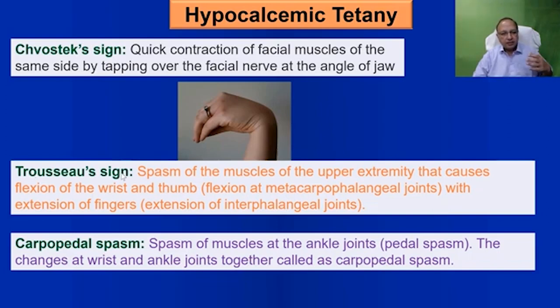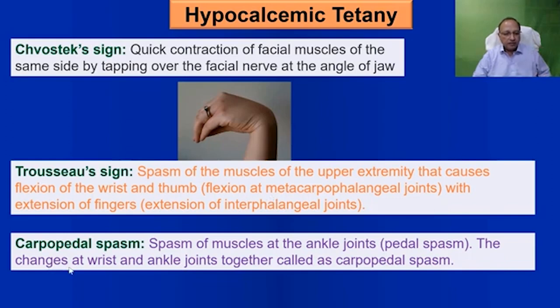When we raise the blood pressure in the arm of the person, say to 40 mmHg or so, in a normal person it should not cause much of an ischemic reaction. But if hypocalcemia is there, then it might lead to increased excitability of the muscles that can lead to spasm of the muscles of the upper extremity that causes flexion of the wrist and the thumb, and we also find that there will be flexion at the metacarpophalangeal joints, but at the interphalangeal joints we find that there will be extension of the fingers. So there will be extension of the interphalangeal joints, but flexion at the metacarpophalangeal joints.